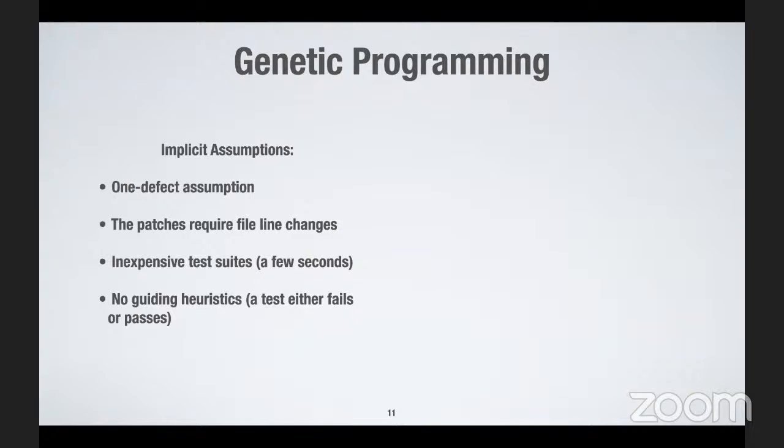And finally, we also notice one limitation about the guidance for the heuristics. The fitness function in program repair varies somewhat, but mostly counts the number of failing tests. So there is not much guidance on how far or how close the patch is to actually avoiding the failure. So we tried to look at whether this assumption holds for our context.